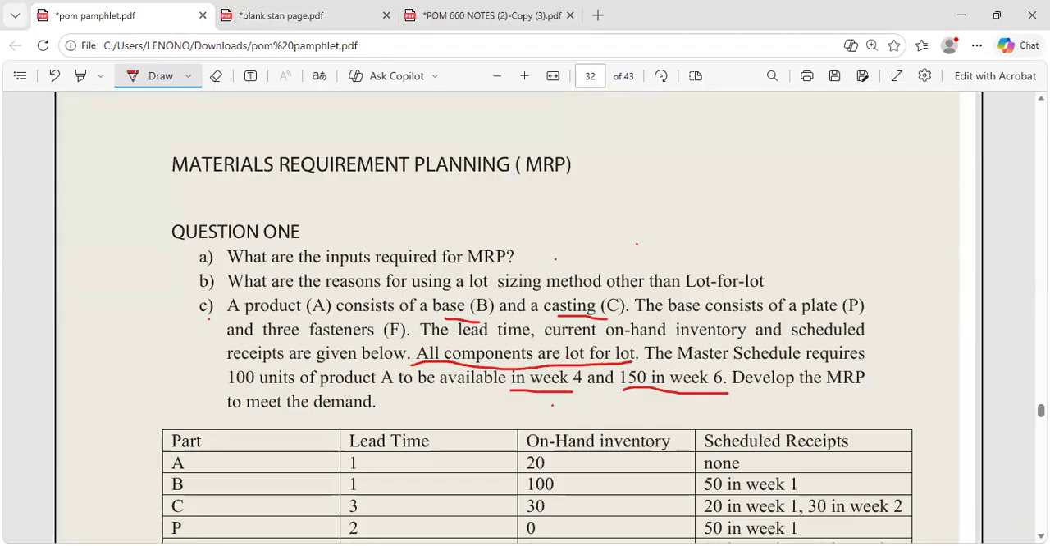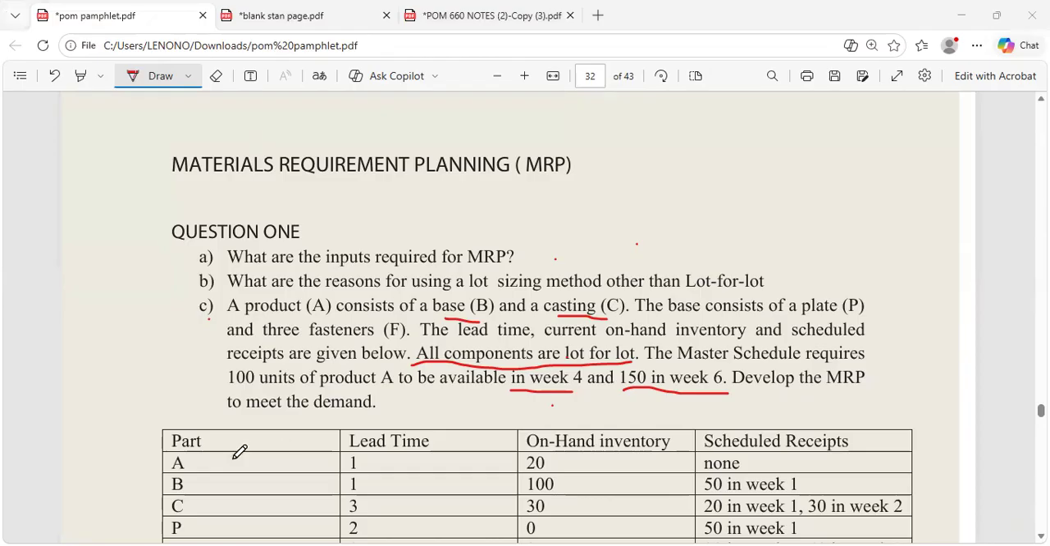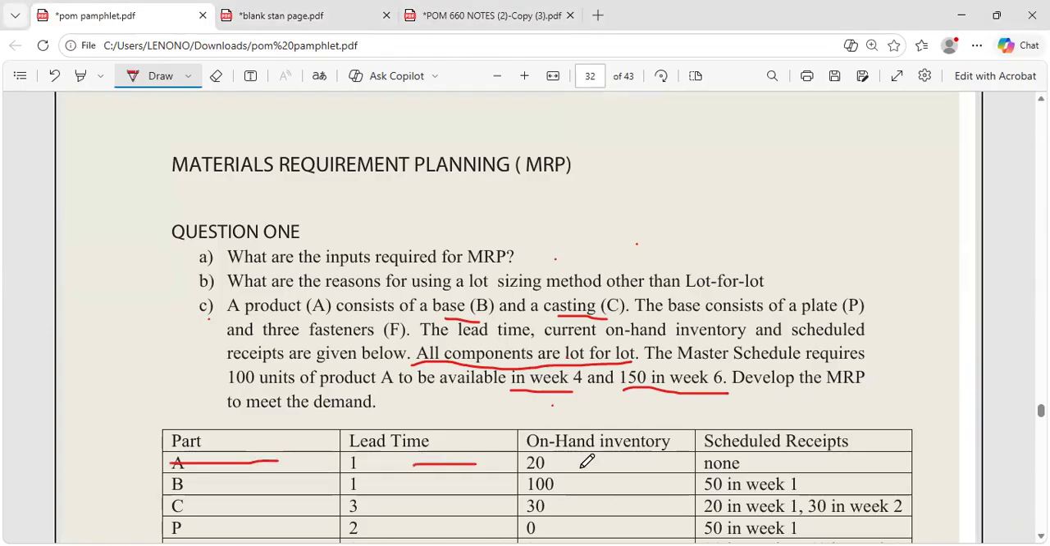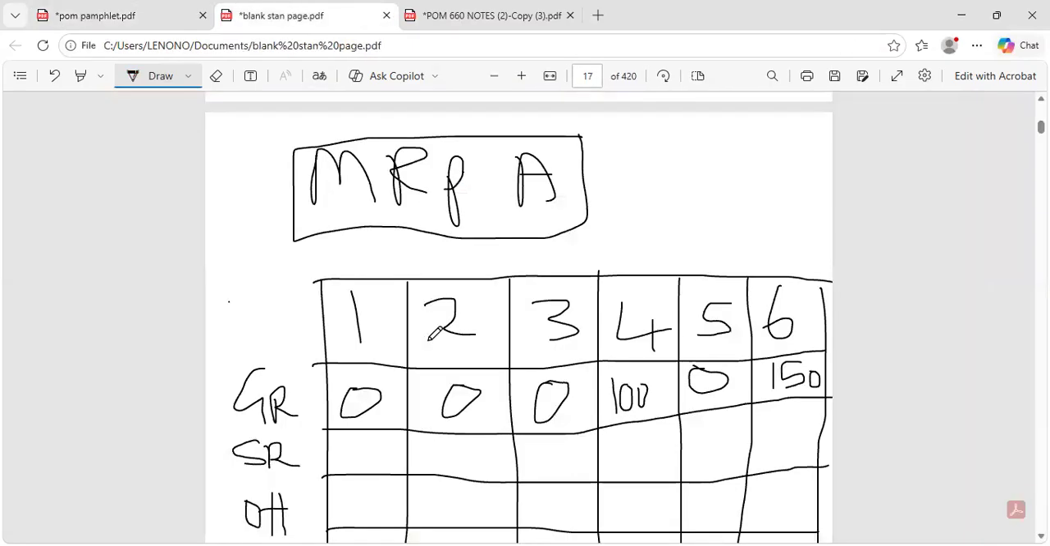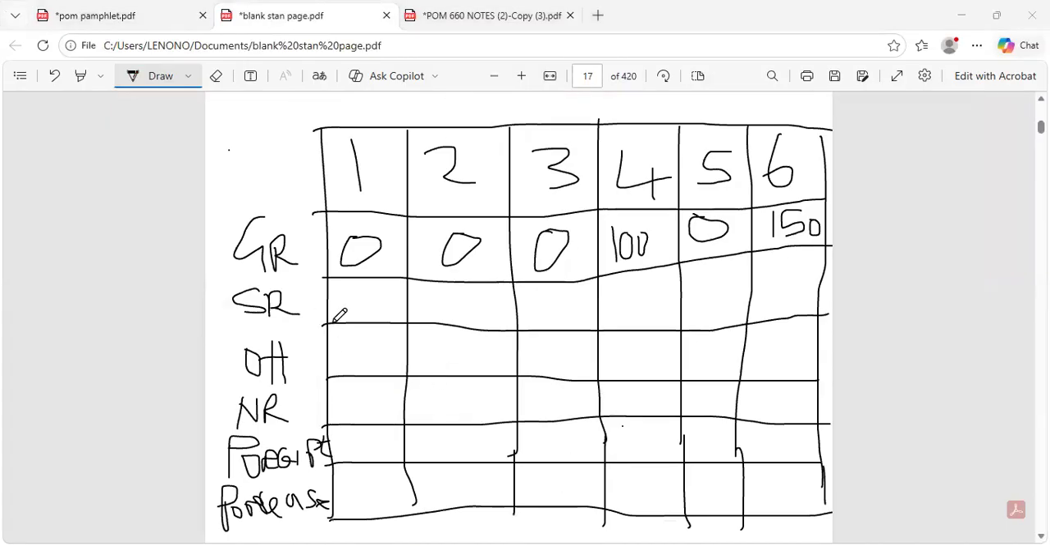Then what else are we having for A? On hand. Let's take the information for A. Scheduled receipts is none, not so? Yes. Okay, so that's what we have. On hand is 20. So you're going to put a 20 here as on hand.